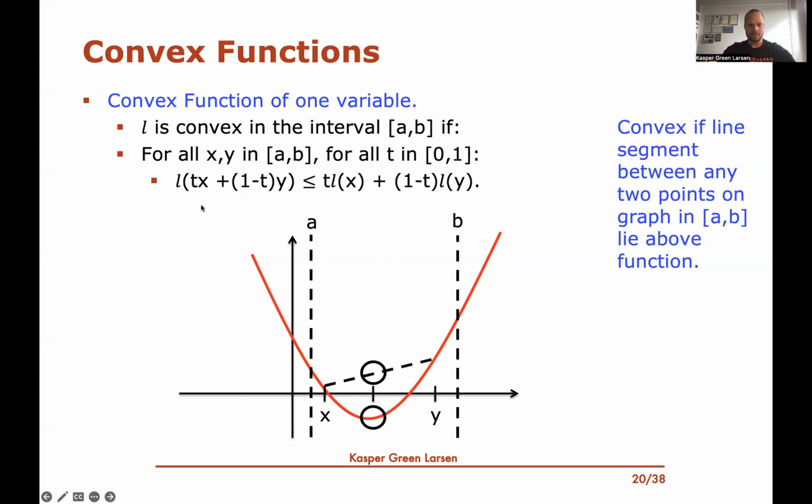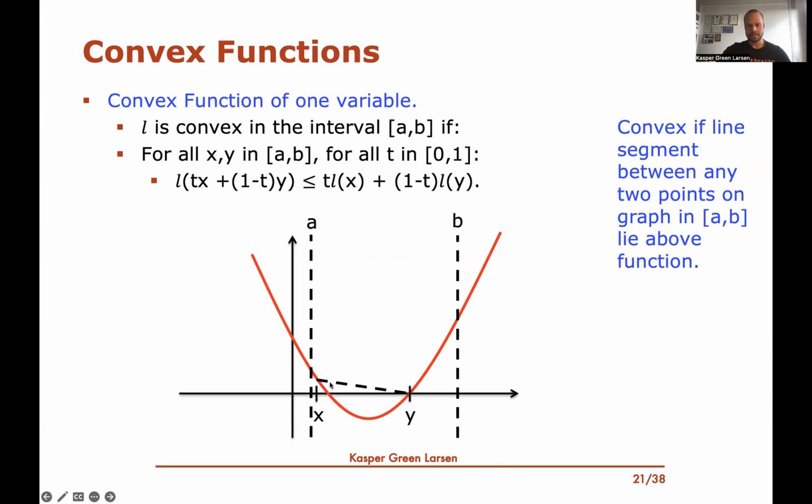So what we're saying here is that the left-hand side is the function value at this interpolation point, and the right-hand side is giving the value of the line segment between x and y at this point. And so the inequality is saying that the function has to be below the line segment. That's exactly what it's saying. For any two points x and y in this interval, if I look at the line segment between the function at those two points, that has to lie above the function in between those two points. That is the definition of a convex function.